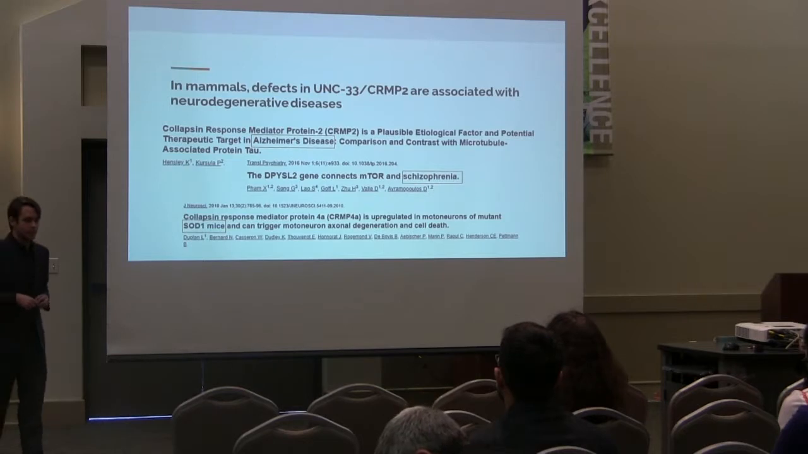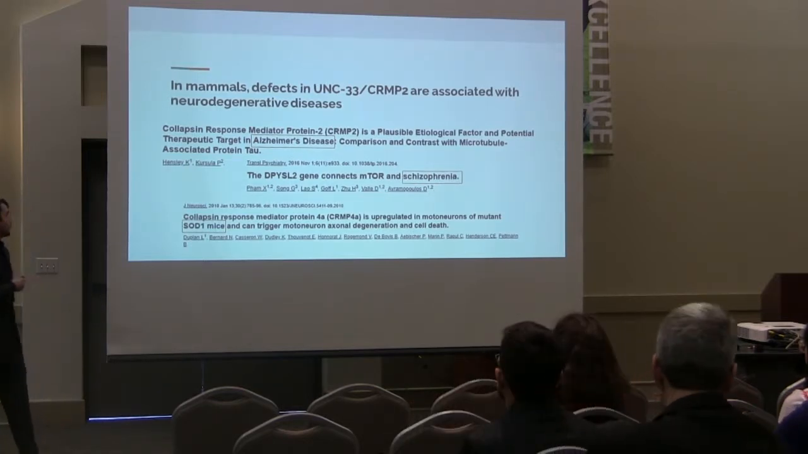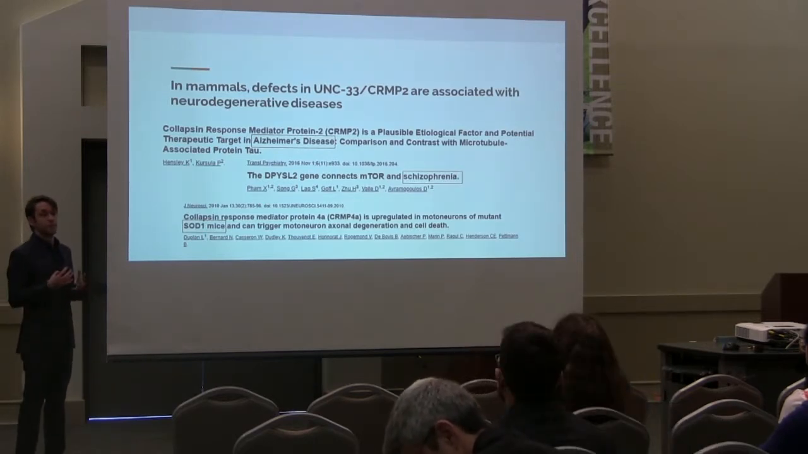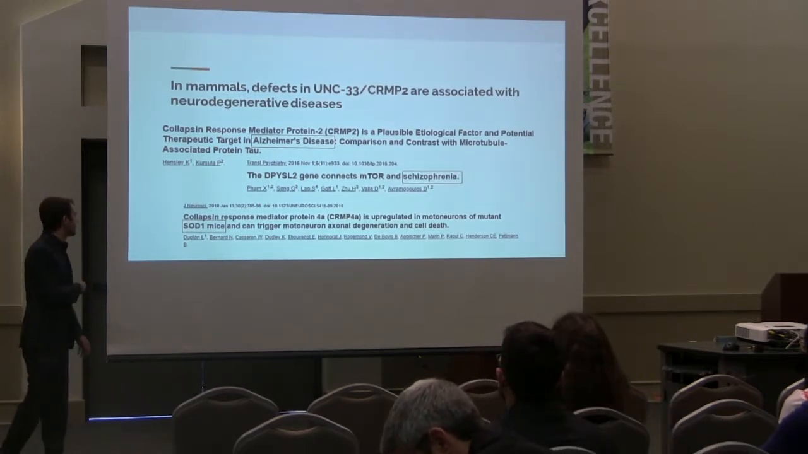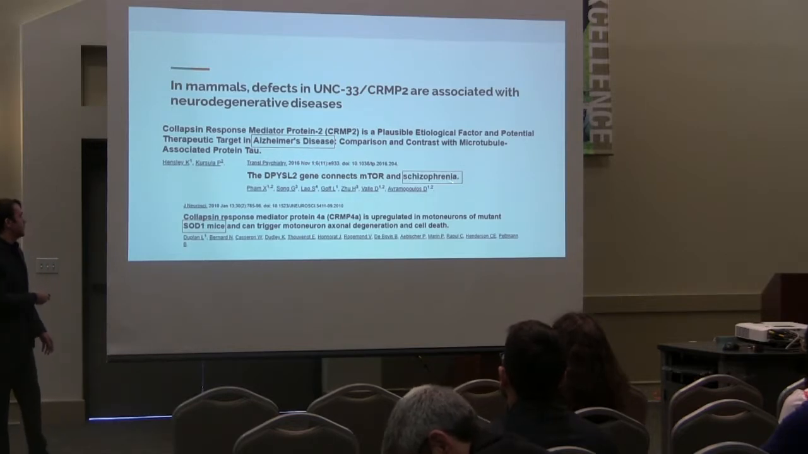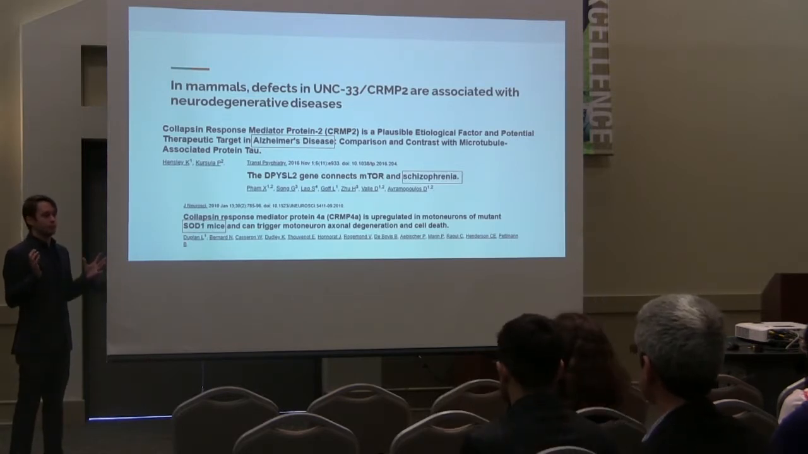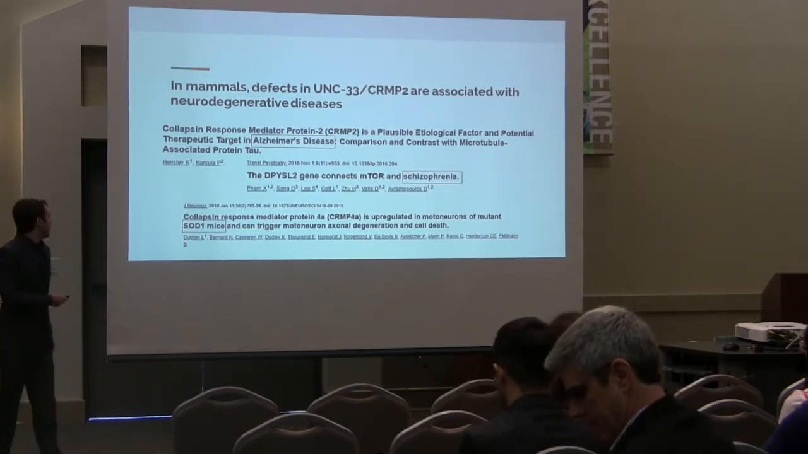And to relate that to the importance of human health and mammalian health in general, in mammals, defects in UNC-33 lead to a variety of neurodegenerative diseases, or are associated with those neurodegenerative diseases. So they found that it plays a role in Alzheimer's disease, schizophrenia, and SOD1 mice, which are the model organism.